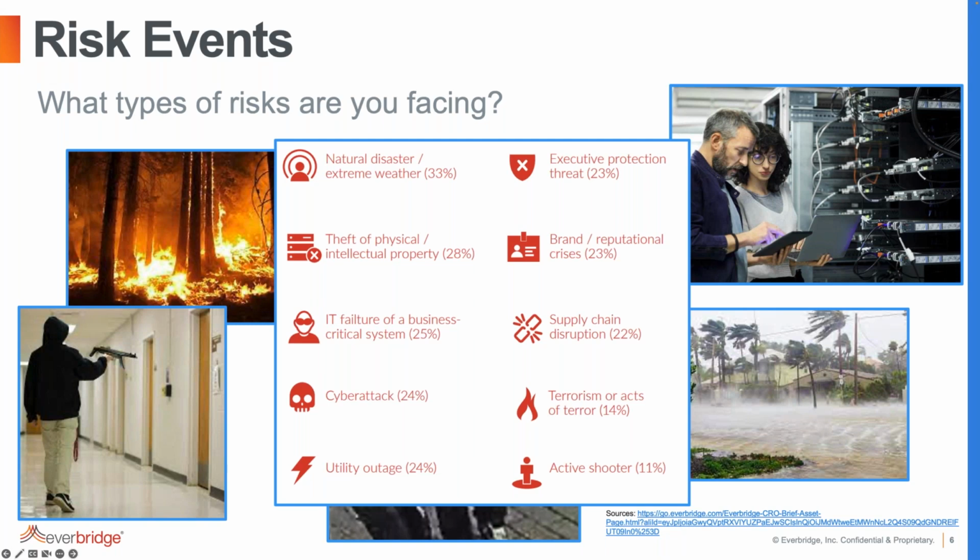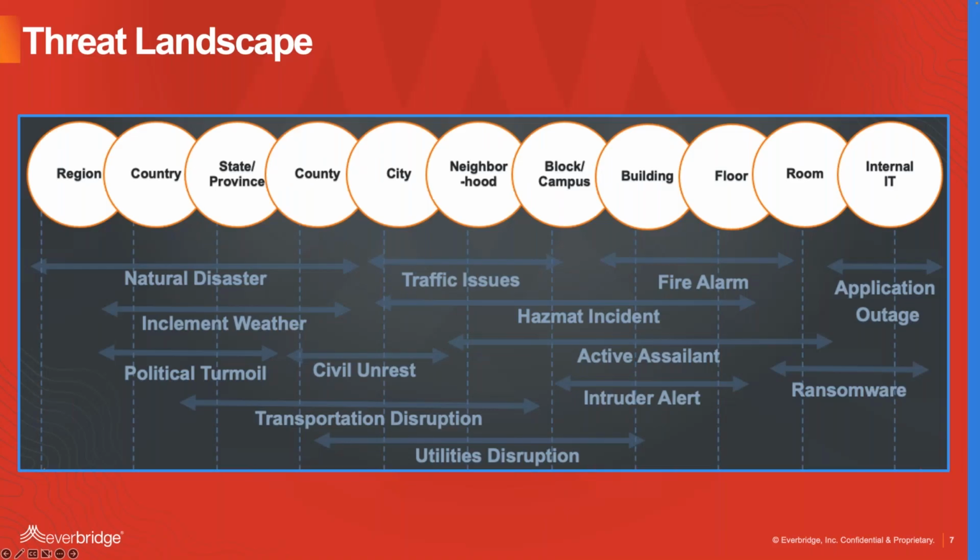Now, each one of these results is going to impact a variety of different landscapes, right? If we go from the widest margin, we can say a region, or regionality: natural disasters, inclement weather, political turmoil that can impact a region, a country, a state, a province. We can look at transportation disruptions, which end up looking at state and province, county, cities, all the way down to the farthest right, where we truly look at something that's internal to just us in most cases, right? An application outage, ransomware.